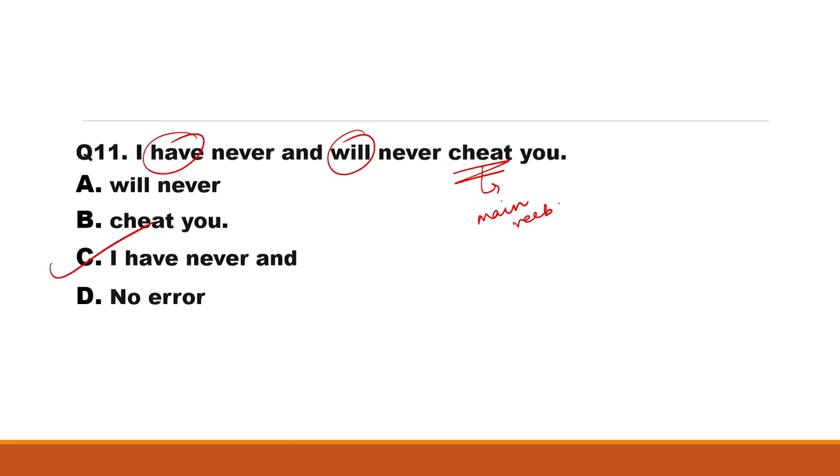So, the correct sentence should be, I have never cheated and will never cheat you. So, is it clear?